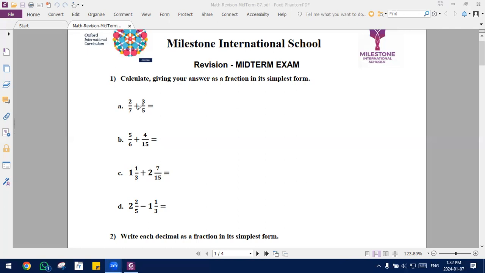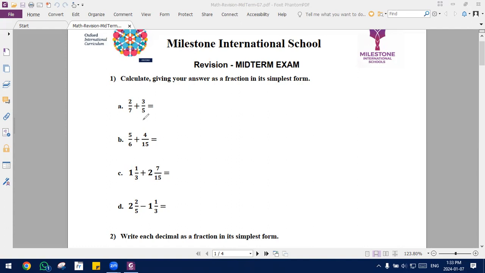Now, if I need to add fractions, first of all, we need to check the denominators. Here we have 7, here we have 5. They must be similar. Otherwise, we cannot do the addition or the subtraction of the fractions. So we always consider the smaller one, 5. Can I multiply 5 by something to make it 7? No, we can't. So we need to think of the lowest common multiple between 7 and 5.